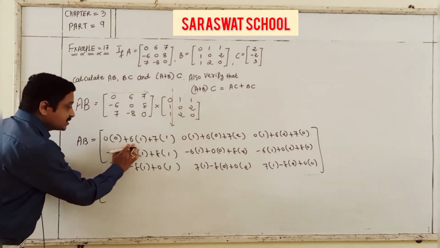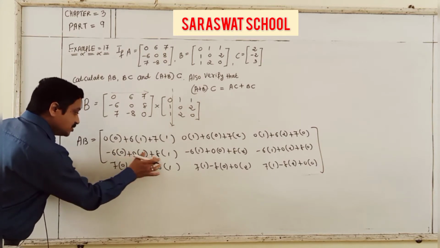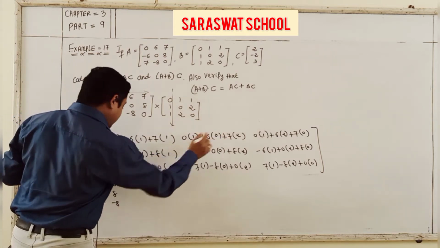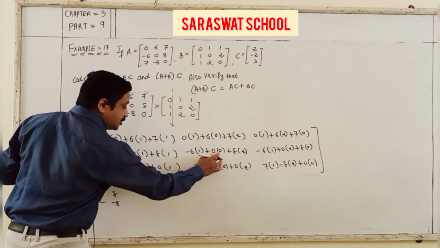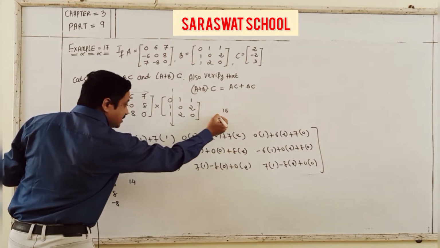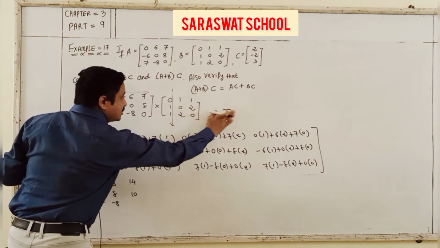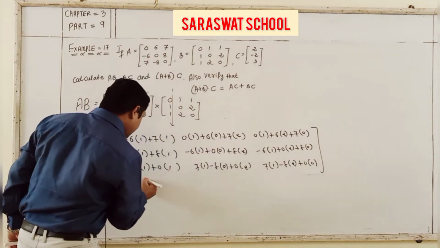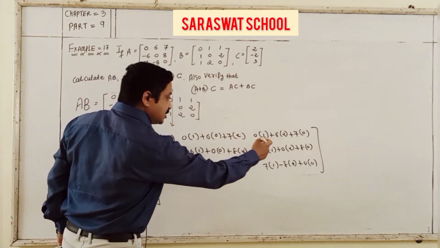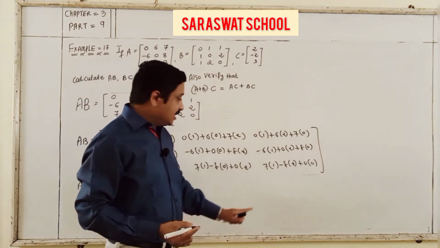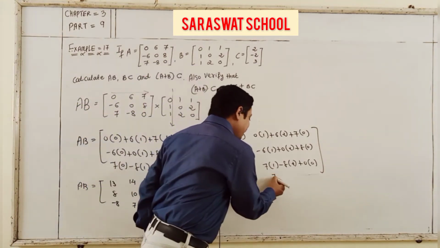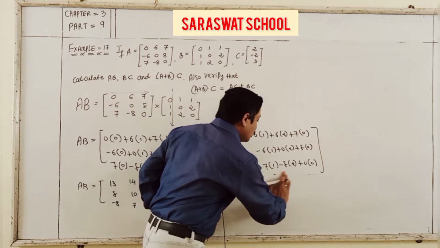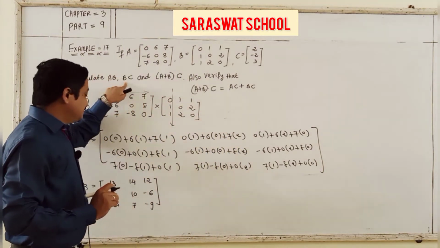So here 0, 6 and 7, 13. Here 0, 0, 8. That is 0, 0 but minus 8. 0, 0 and 14. Here minus 6, 8 to the 16, 16 minus 6 will be 10. And next, last, here 0, 0, 7 1 is 7. And here 0, 6 2 is 12 and again 0. Here 0, 0 and 6 1 is 6. And lastly 7 and 8 2 is 16. Here 7 and minus 16 come to minus 9. And that is your AB.